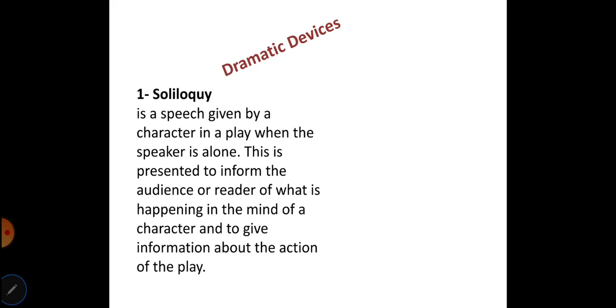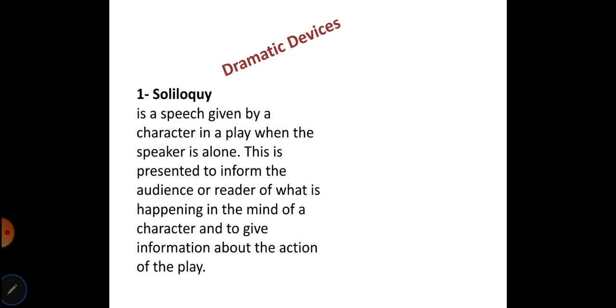It is always a true reflection of the character's thoughts. Its function is to reveal character, like if the character wants to say something to the audience but doesn't want others to hear him. Notice the difference. In a soliloquy, the character speaks to himself when he is alone on the stage. In an aside, you have characters, and you have the other character who wants to say something to the audience, and the function of this aside is to reveal an aspect of the character's personality. Okay?